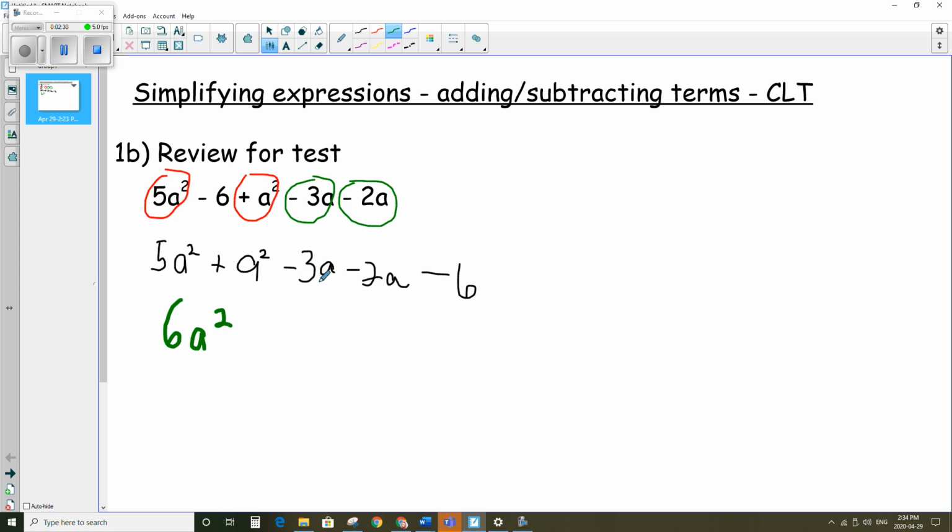And then for the a's, we have a negative 3 subtract 2, which is negative 5a. And then at the end, we have a minus 6.